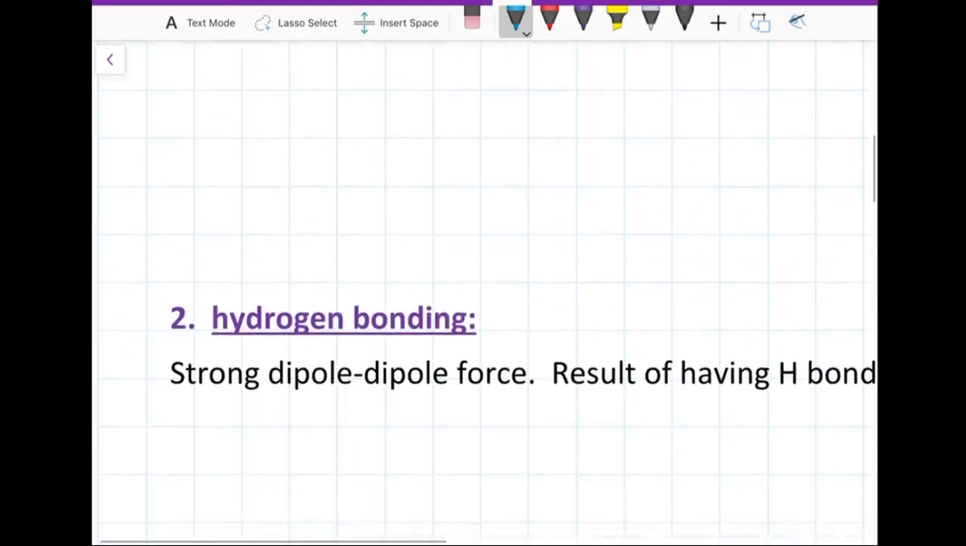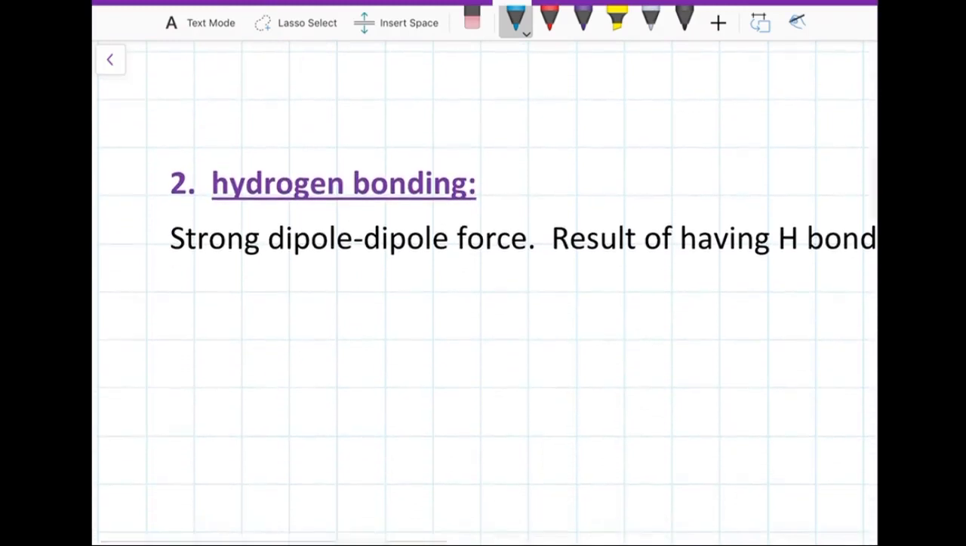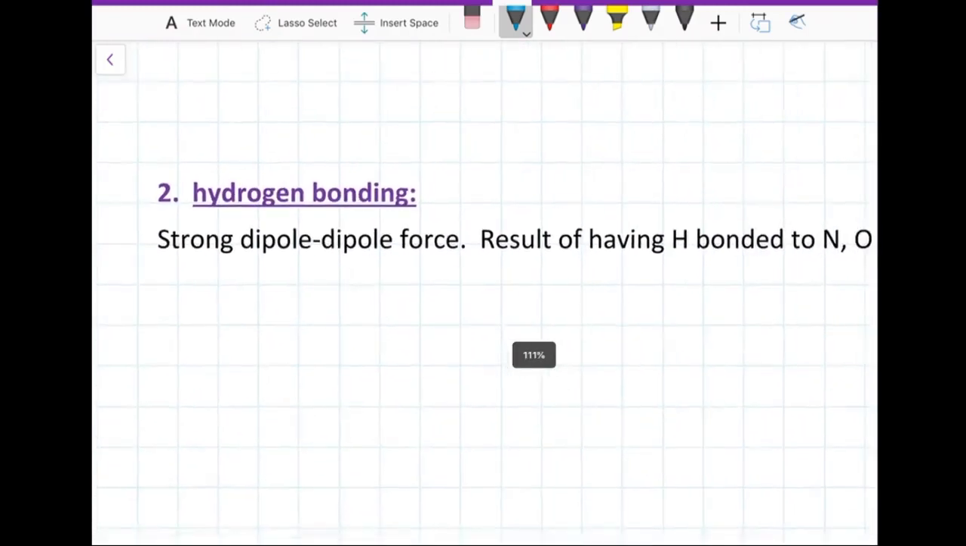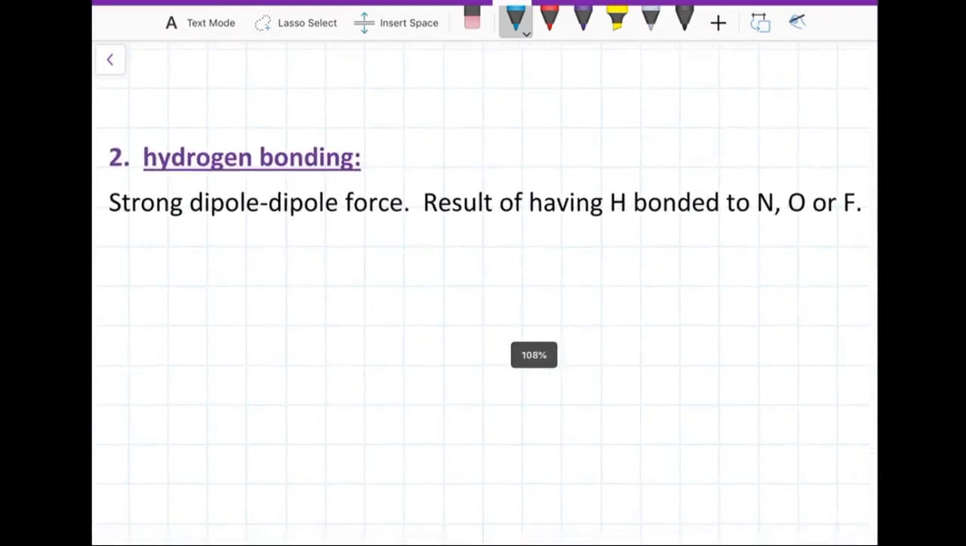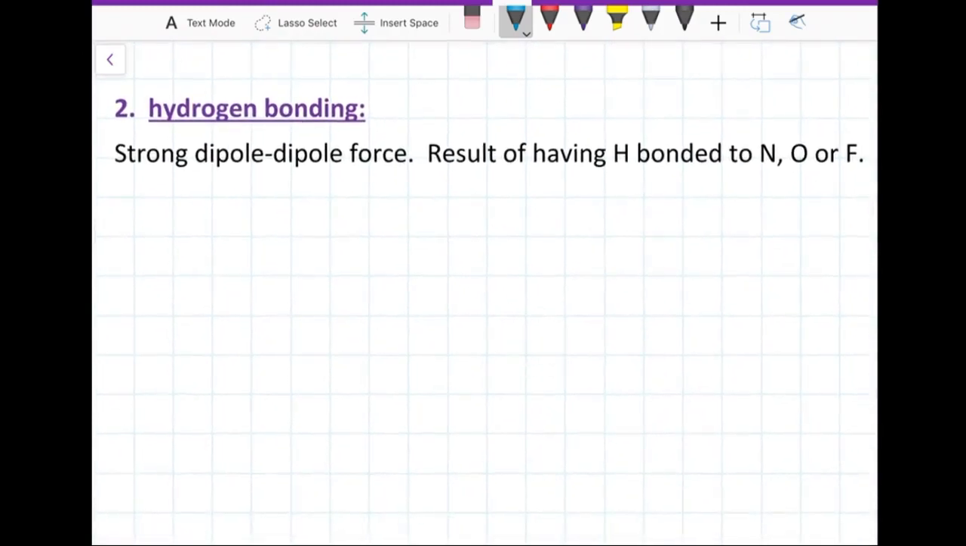Now, if it's a really strong attraction, we have what's called hydrogen bonding. And most of you guys learned at least a little something about this in biology. So hydrogen bonding, strong dipole-dipole force. So it's still a dipole-dipole force. It just specifically gets its own name because it refers to a very strong dipole-dipole force, or a very strong attraction. So the common example that you'll see would be water, right?